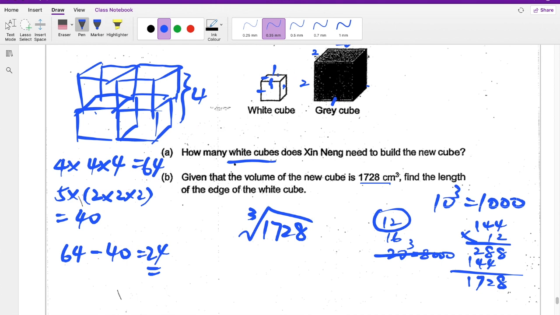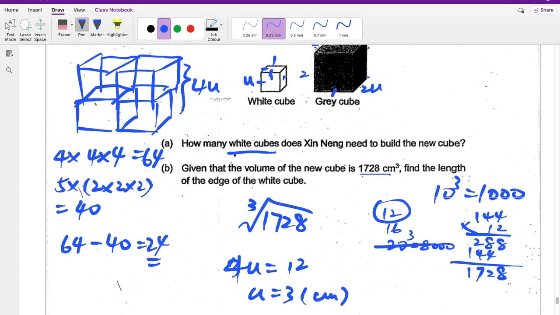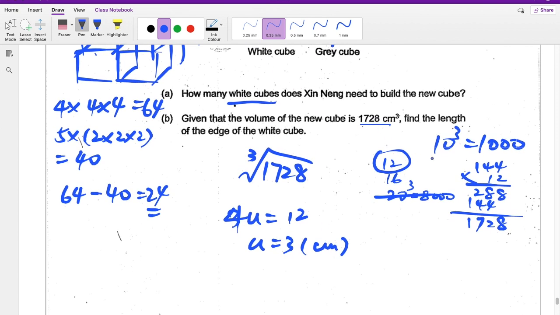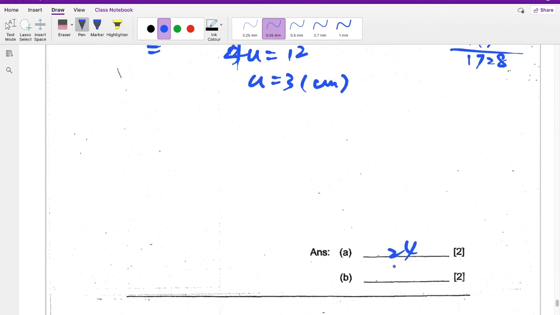So initially, if this is u, the gray cube's side is 2u, then with 5 gray cubes, this forms 4u. Here we know that 4u equals 12 cm, because only 12 cm will form the volume 1728. So u equals 3 cm. So we know that for the y cube, the length is 3 cm.